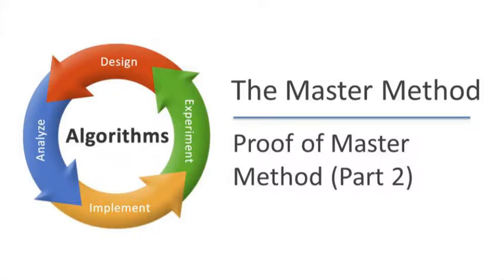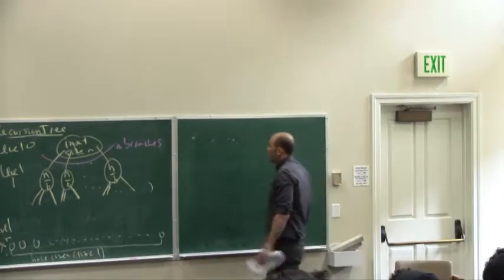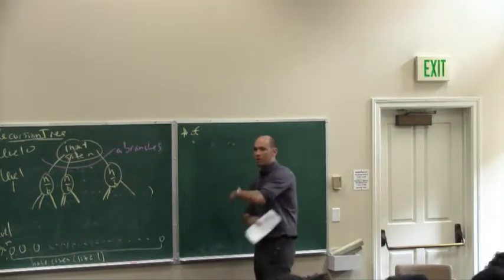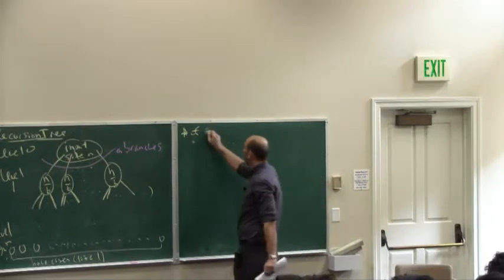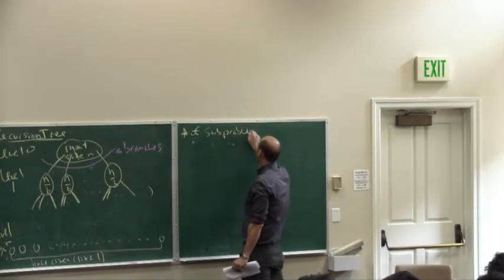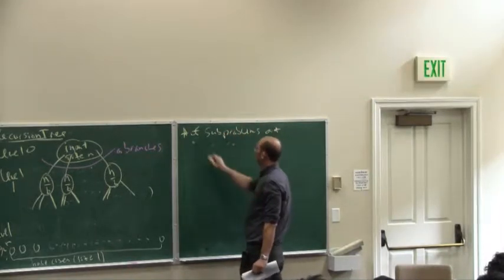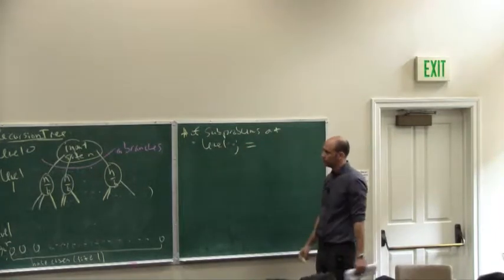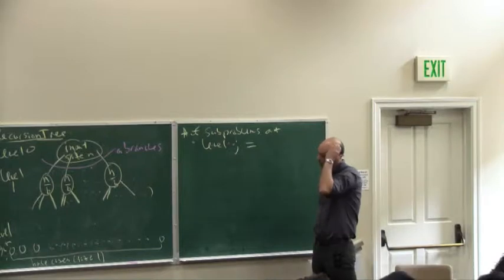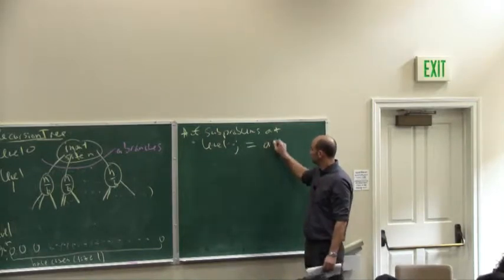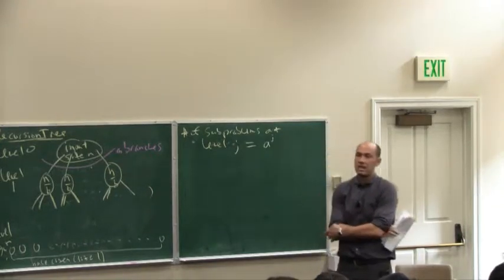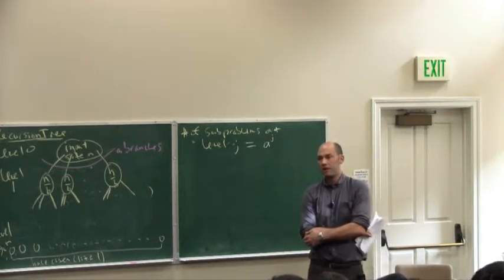Right, so let's count up the work, see what we get. So let's do the same kind of fill in the blanks. So think about an arbitrary level J. How many subproblems do we have at level J? A to the J. You start with 1, it proliferates, there's A times as many on the next level each time. So J levels down, you're going to have A to the J.